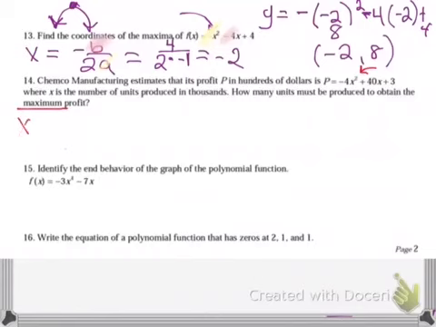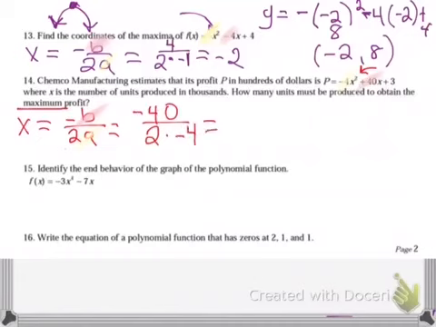So again, I'm going to find the x value, same as above, negative b, or the opposite of b over 2a. This time, my a value happens to be negative 4, and my b value happens to be 40. So the opposite of 40 is negative 40 over 2 times a, which is negative 4. You end up getting negative 40 divided by negative 8, which happens to be a positive 5. Now, what are they asking me to find again? Because it didn't say the coordinates. It says how many units must be produced. So how many units to obtain the max profit?